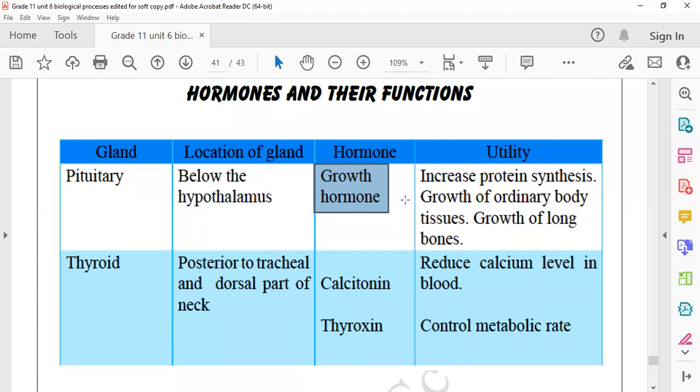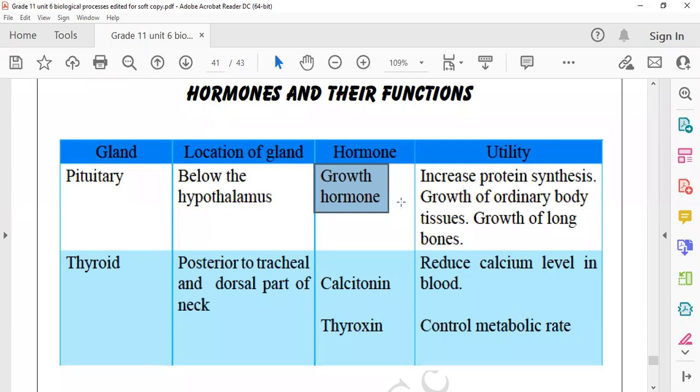Have you seen? Yes, sir. Okay, what's wrong with them? They don't make more growth hormone. Understood? Yes, sir.